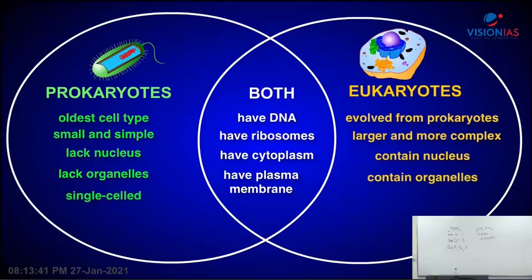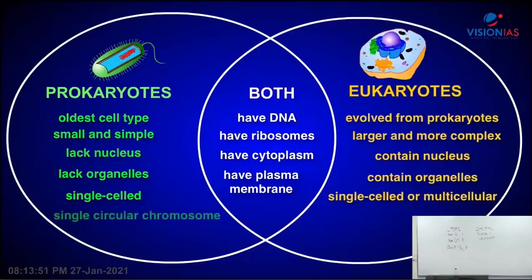Prokaryotes are single-celled organisms. Eukaryotes can be either single-celled or multicellular. And finally, the DNA of a prokaryote is usually organized as a single circular chromosome, while the DNA of a eukaryote is organized as linear chromosomes.